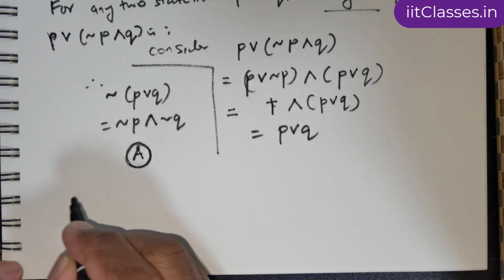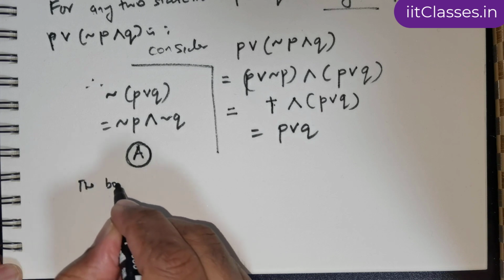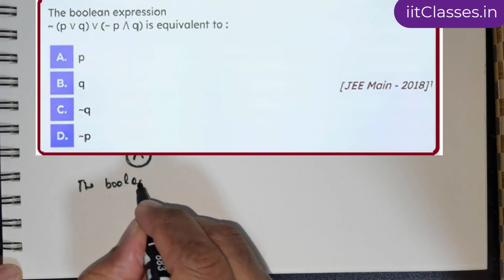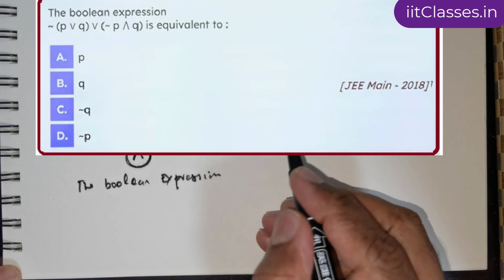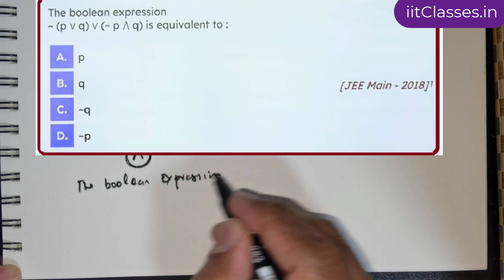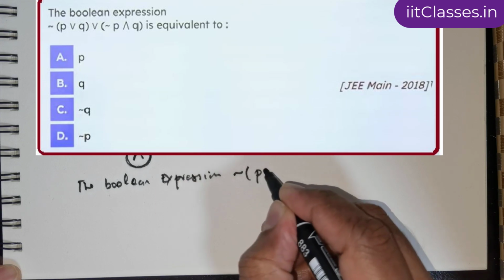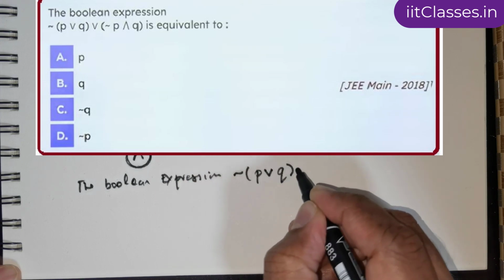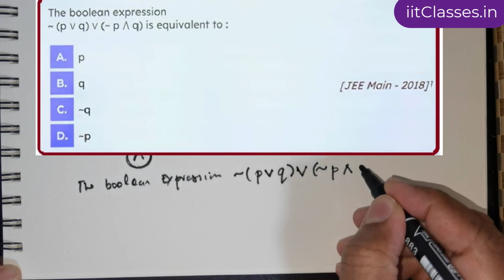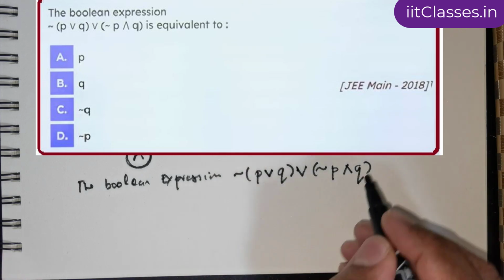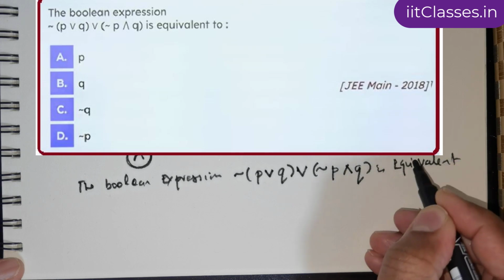Let's do this question, students. We've been asked to find the Boolean expression equivalent for this Boolean expression: negation of P V Q and then V negation of P conjunction Q is equivalent to what? And we've been given the following choices.